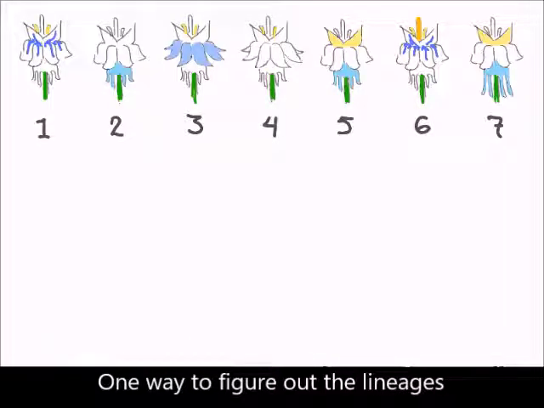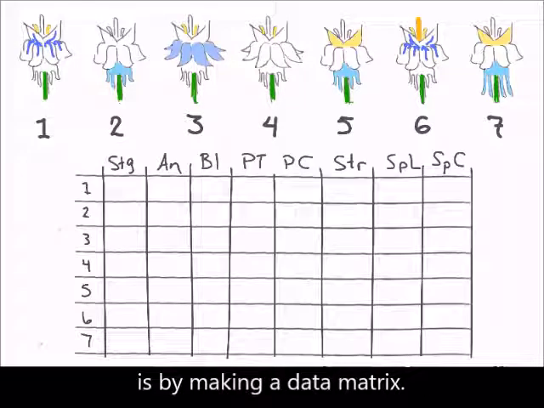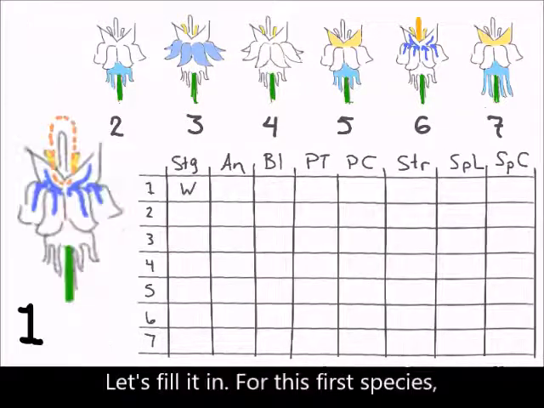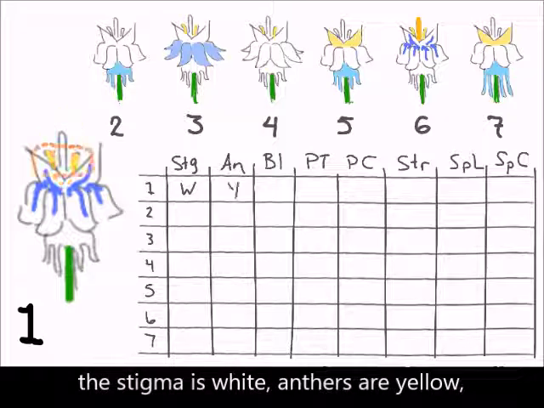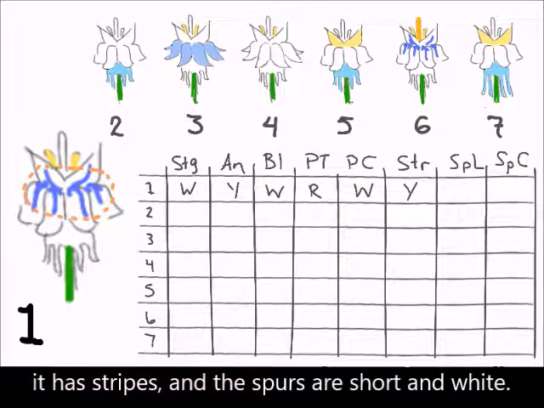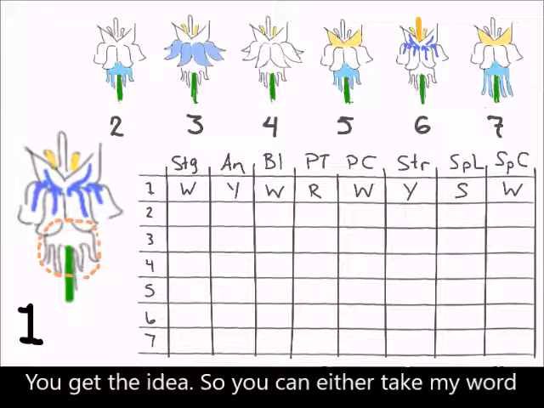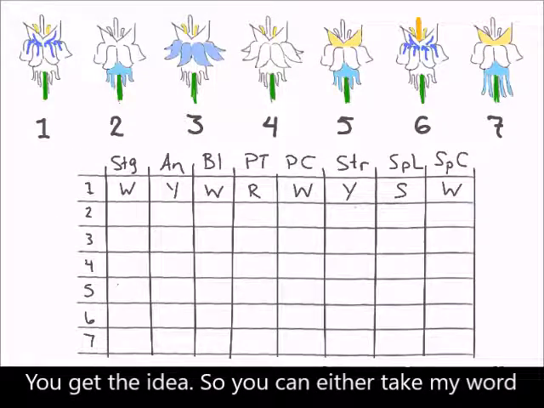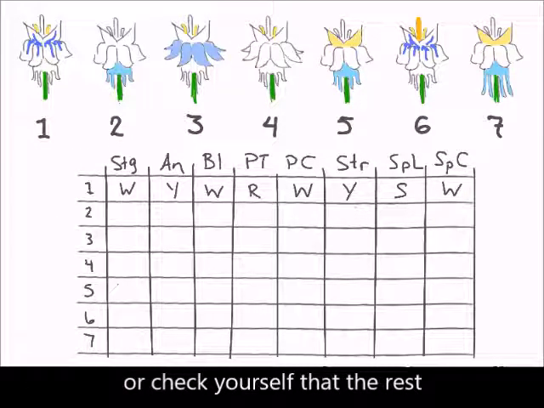One way to figure out the lineages is by making a data matrix. Let's fill it in. For this first species, the stigma is white, anthers are yellow, blades are white, petals are round and white, it has stripes, and the spurs are short and white. You get the idea.